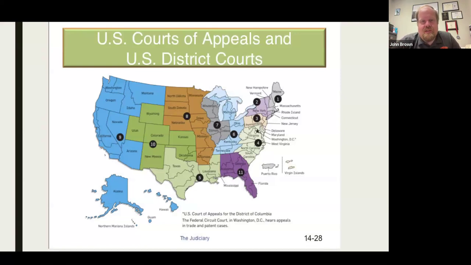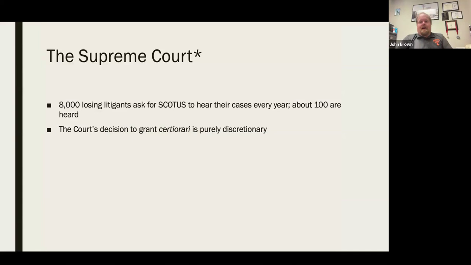Here is what the Court of Appeals and U.S. District Courts districts look like. As you can see, Tennessee is in the 6th district, along with Kentucky, Ohio, and Michigan. Now, from the Court of Appeals, you can go all the way to the Supreme Court.